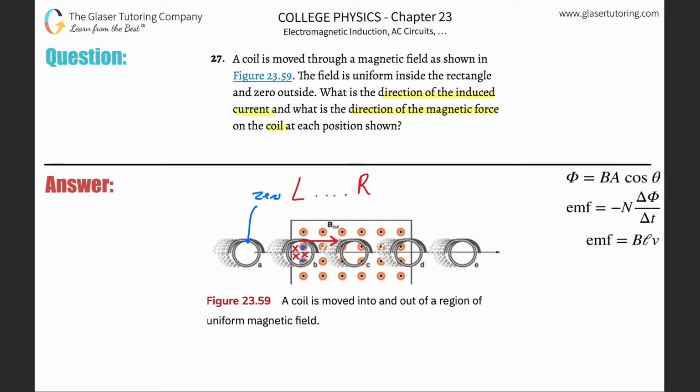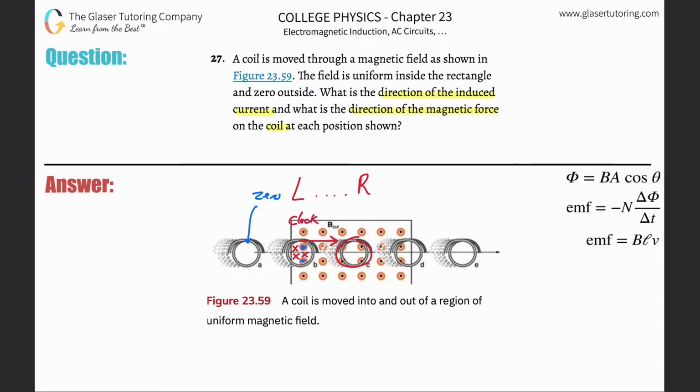And when you curl your fingers around the top of this loop using right hand rule number 2, your fingers are going to curl into the loop, just like I have shown. So this is telling us that there is a clockwise current that is induced. So I'm going to write clockwise.